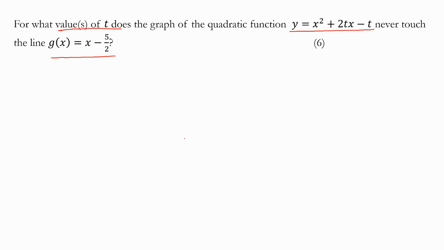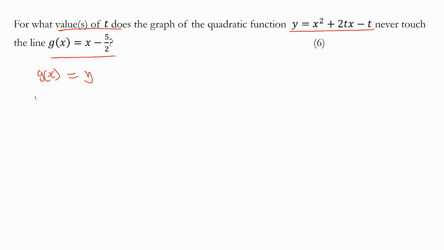So I want us to discuss this before we start finding the values of t. When these two functions, the quadratic function and the linear function, touch each other, it means that y is equal to g of x will have solutions. What do I mean by that?